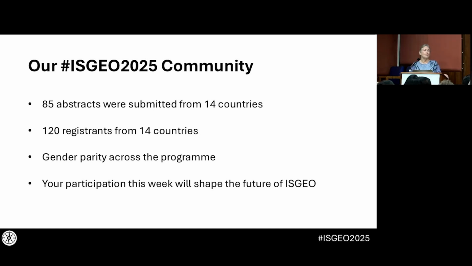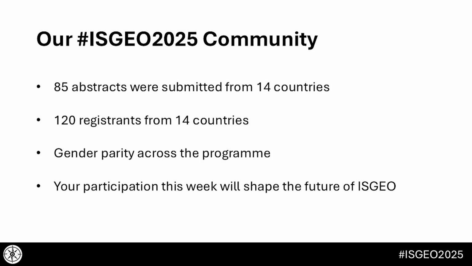So who we are right now, these next 2 days, we are folks who have submitted 85 abstracts from 14 countries. We have 120 registrants here, and every seat should be filled, and all 120 of us are here. We're delighted to note gender parity across the program overall, although some sessions may be weighted more heavily, males or females. And we want to remind you that your participation, your ideas for moving forward will be very important to the future of ISGEO, and we will be having a business meeting later today.